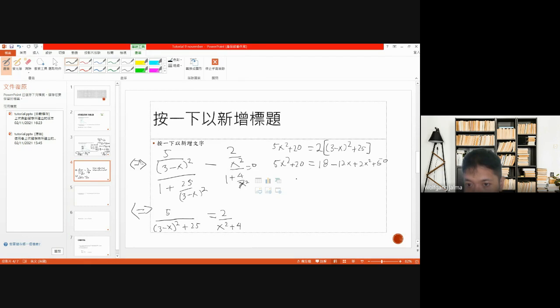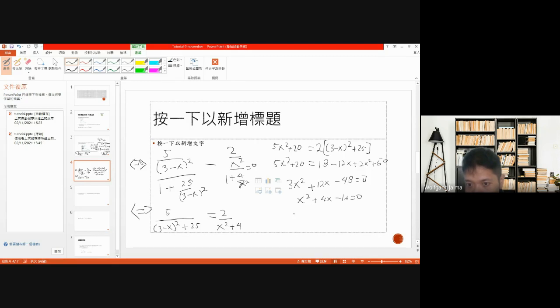So we have 3x squared and plus 12x minus 30 minus 48 equals 0. X squared plus 4x minus 16 equals 0.